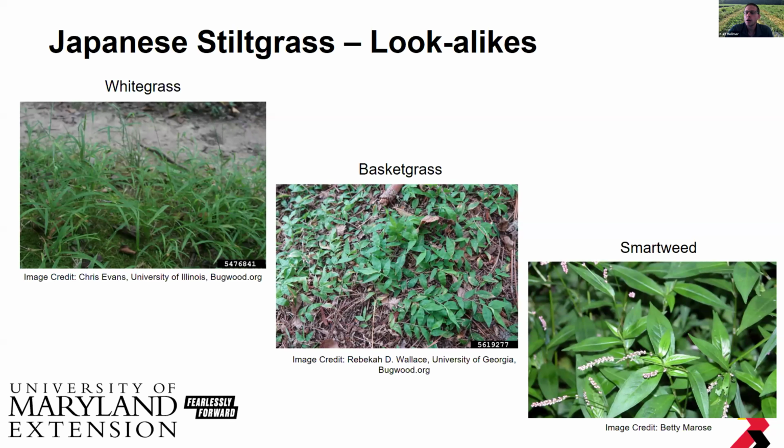Smartweed, lady's thumb, also can resemble Japanese stiltgrass, but smartweed is a broadleaf plant. If you look very closely at the area of the stem where the leaf and petiole meet, there's this kind of membrane called an ochrea that's a characteristic of all members of the smartweed family that you're not going to see with any type of grasses. And for things like smartweed and lady's thumb, you may also notice a purple thumbprint on the leaf, which you're not going to see with Japanese stiltgrass.